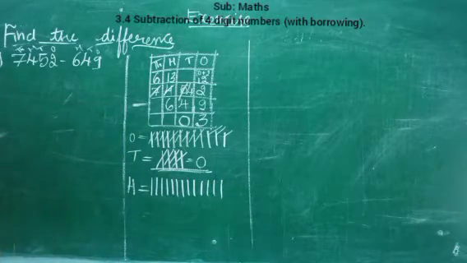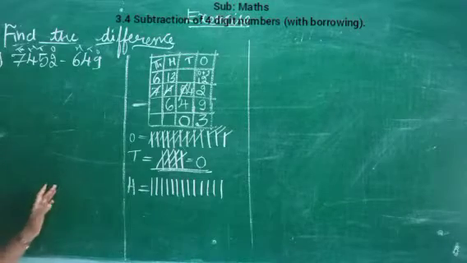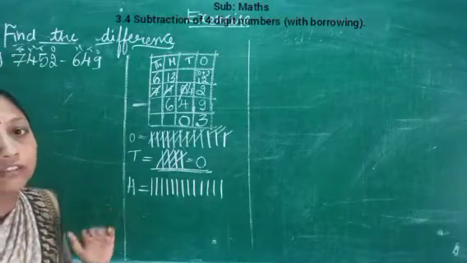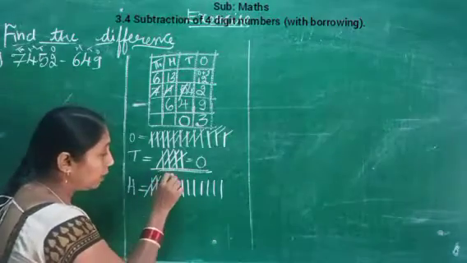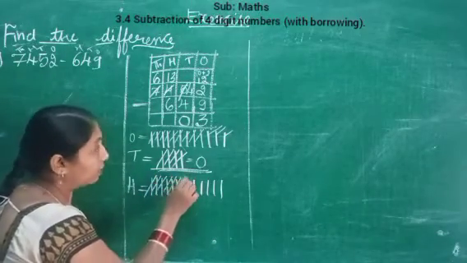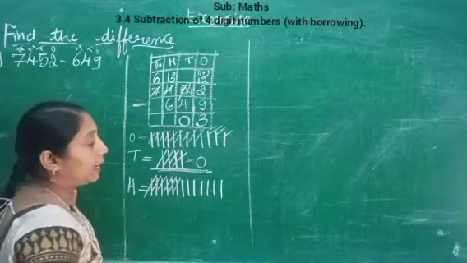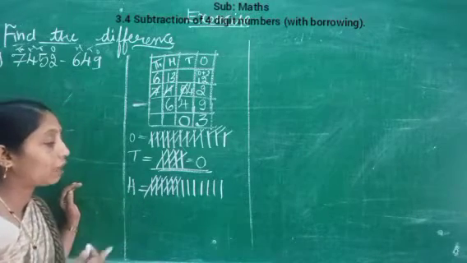Next, which is the number below 13? The number below 13 is 6. We drag the 6 lines. 1, 2, 3, 4, 5, 6. It is completed. How many lines are remaining there?